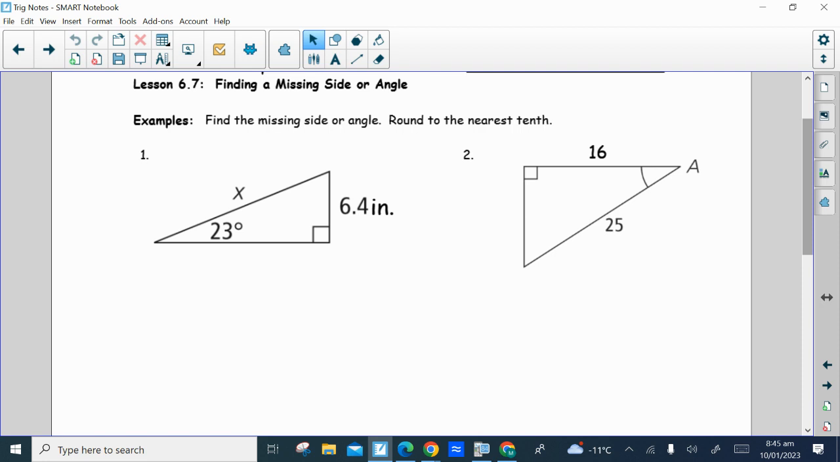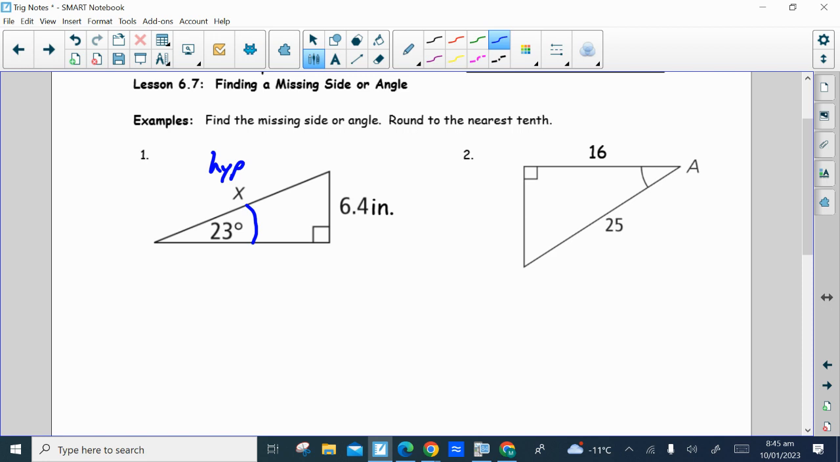So these examples want us to find the missing side or angle, round to the nearest tenth. And for question 1, you're looking for the value of x. So remember, our first step, always label the sides of the triangle. The side across from the right angle is always the hypotenuse. That never changes. But the opposite and the adjacent side will change. It just depends what angle you're working with.